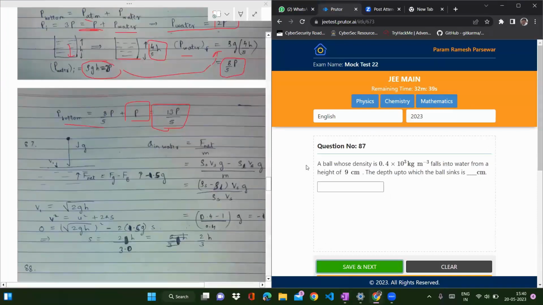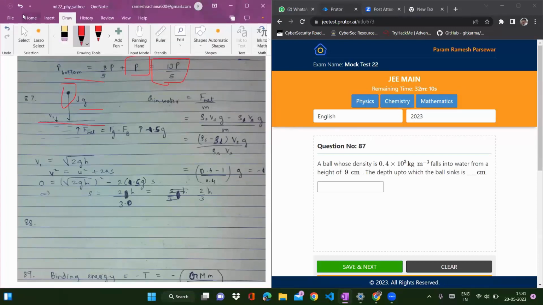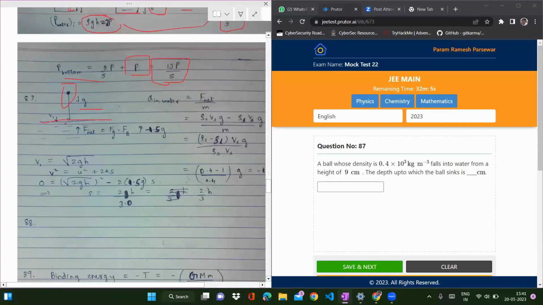Now in this question, a ball whose density is 0.4 per 3 kg per cubic meter falls into water from a height of 9 centimeter. The depth to which the ball sinks is dash centimeter. So we are given a ball, and it is falling from a height, and g is the acceleration due to gravity. Here we have shown the interface of the liquid and air. So it will fall in water from here.